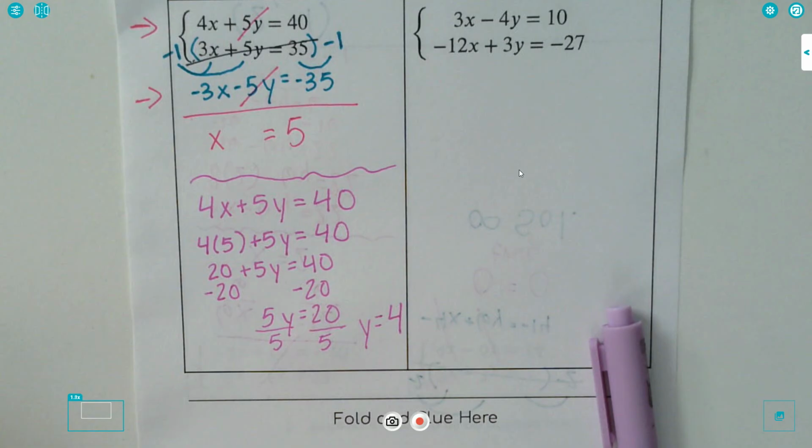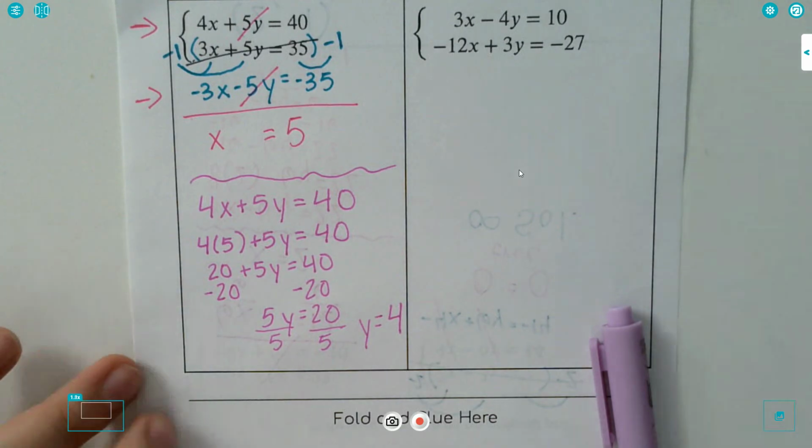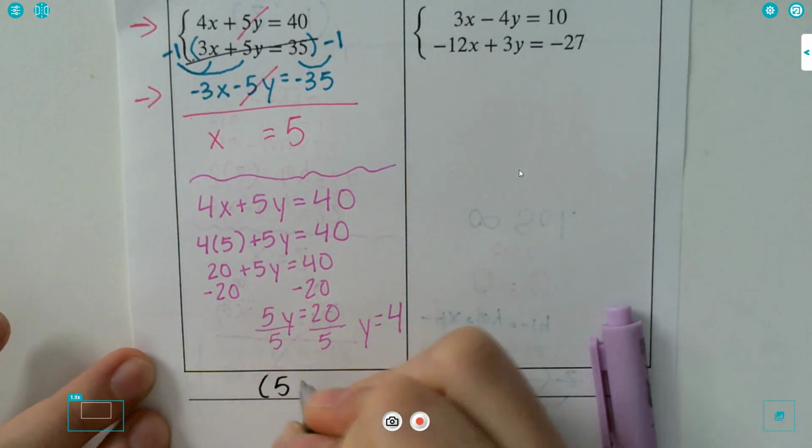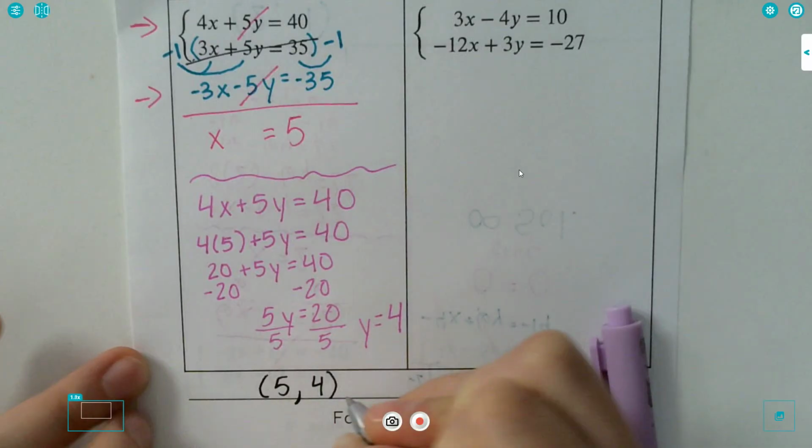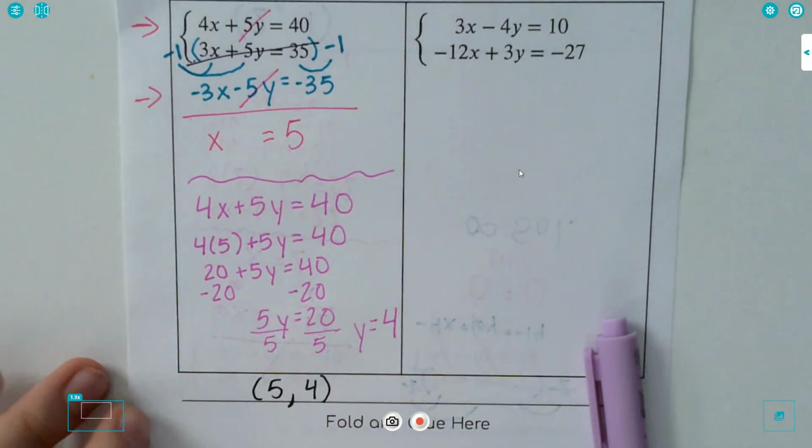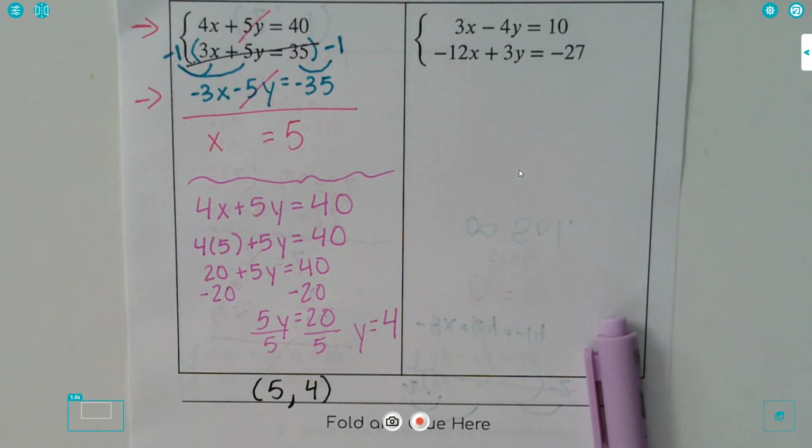Okay, we always write our answer as an ordered pair. So my ordered pair here is 5, 4. Remember, x always goes first. So if you were to solve for y, you would want x to go first still.